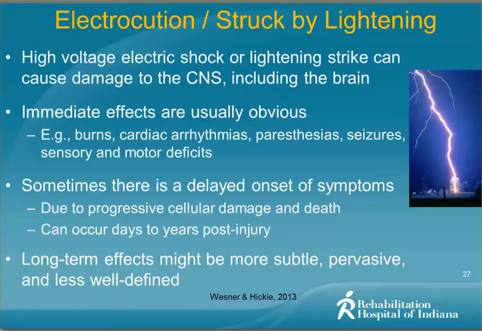The strange thing about this type of injury is that for some unknown reasons, there can be a delay in some symptom onset. What they do think is happening is it sets in motion this progressive cellular damage that can continue to occur anywhere from days to years post-injury. The long-term effects might be more subtle and more difficult to recognize as attributable to the actual electrocution injury. But some of the neuropsychological consequences that have been identified are changes in behavior and mood, decreased attention, and verbal memory.